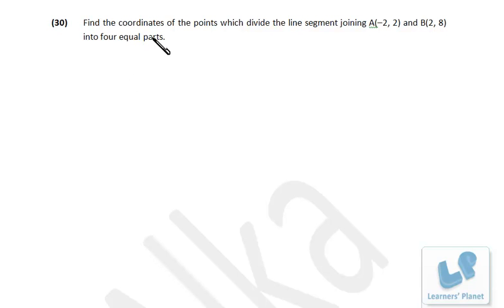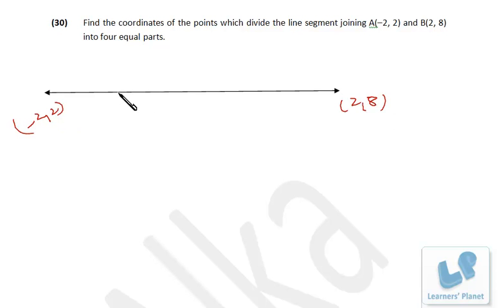Now this question: find the coordinates of the points which divide the line segment AB into 4 equal parts. I just draw the line. Now this point is (-2, 2), and this is (2, 8). Now 4 equal parts, that is 1, 2, and 3. So this is equal to this, is equal to this, and this, right? So this is A, this is B, this is P, Q, and R. So AP is equal to PQ is equal to QR is equal to RB.